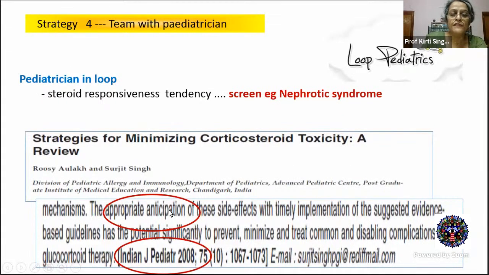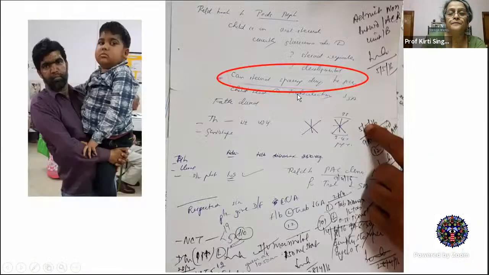Appropriate anticipation of the side effects and keeping the pediatrician in the loop for steroid responsiveness, where they can screen patients whom they require steroids for, like nephrotic syndrome, will go a long way to minimize steroid toxicity.